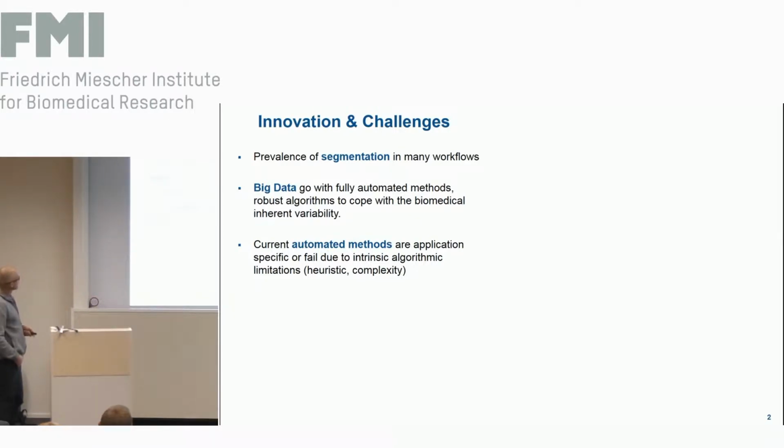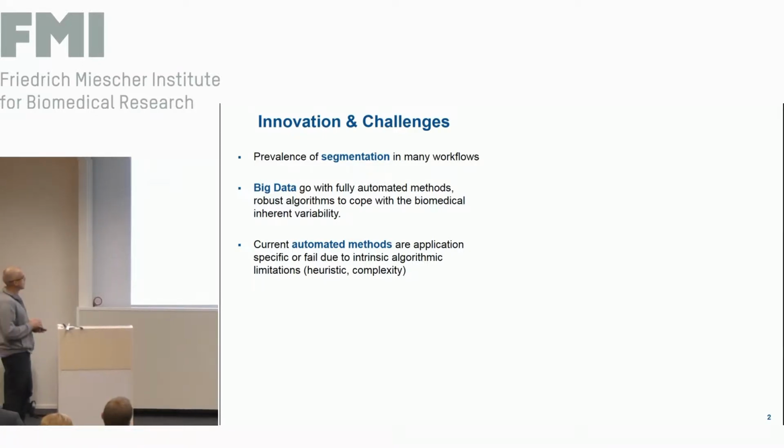Last but not least, all these current automated methods that you might have on the shelf are very often application specific. So if you take them and you try them out on your data, most probably they are not going to work. You will have to work a little bit on parameters, on pre-processing in order to make them work. Or they fail due to intrinsic algorithmic limitations. So simply because your algorithm is based on some heuristics that have their own limitations, or maybe because the algorithm is too complex, and so the computation process is too long. So you would like to find another solution for that.